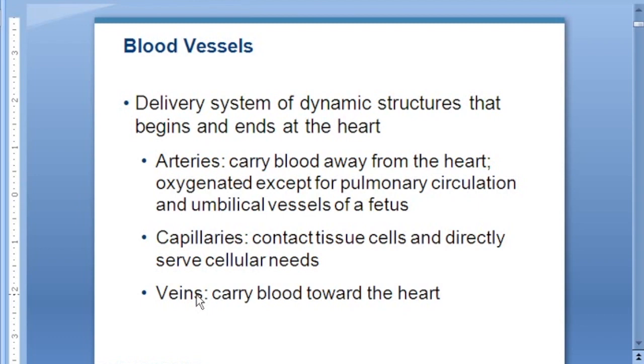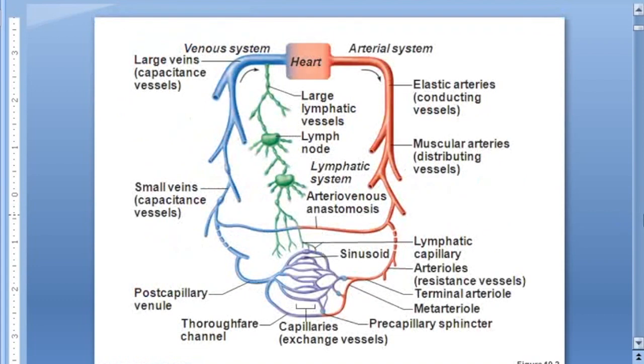First things first. Name the major types of blood vessels. All right, the big three: arteries, veins, and capillaries. Which way do arteries carry blood? Away, away. Which way do veins carry blood? Toward the heart. And what is the main function of capillaries? Exchange. Perfect. Okay, we're going to add to that knowledge.